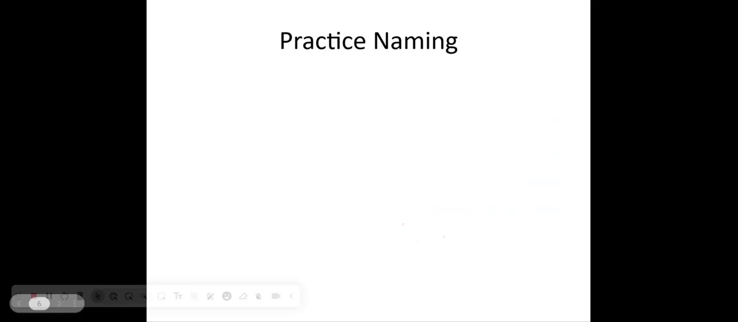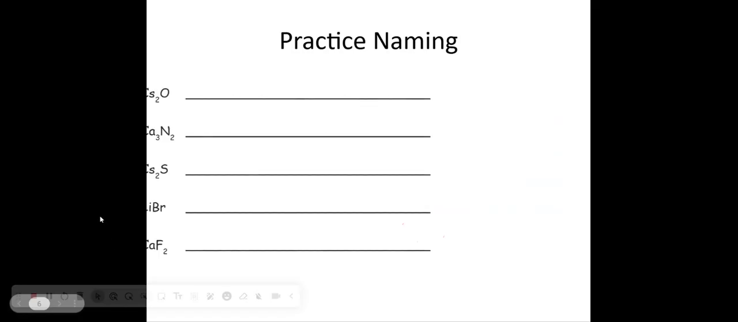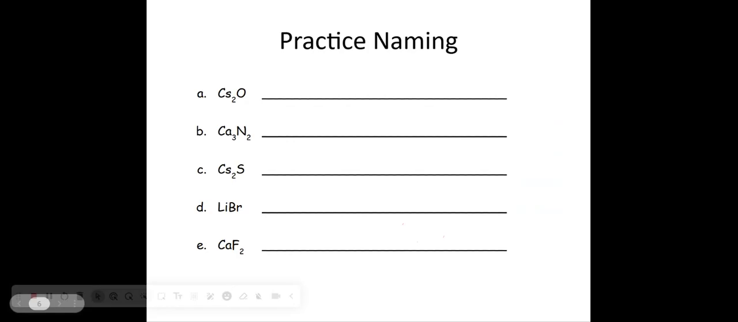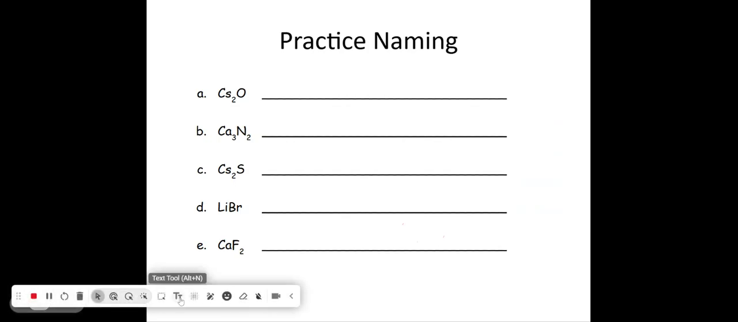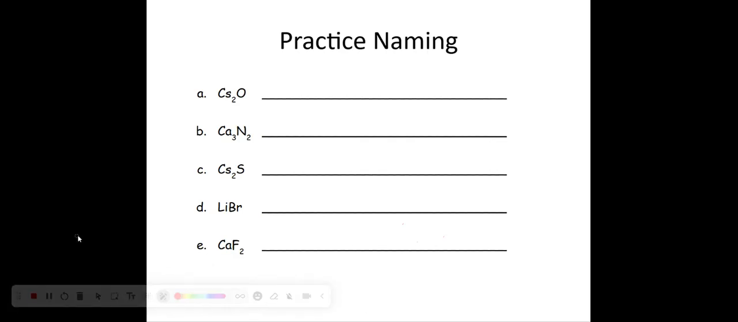All right, so now it's time to practice naming. So let's go ahead and copy down these 5 different compounds, and you might want to have a periodic table out so that you know what these elements are. And I'm going to pull up my text tool so we can practice. We'll have practice with the pen so you can see me handwrite on the screen.